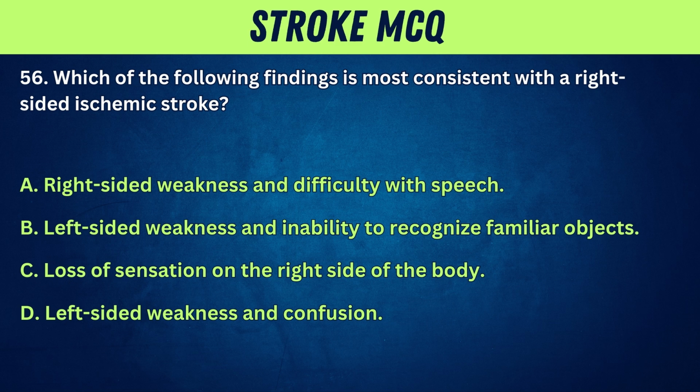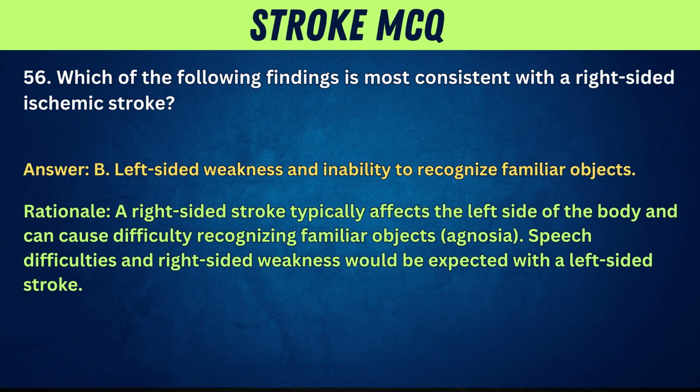56. Which of the following findings is most consistent with a right-sided ischemic stroke? A. Right-sided weakness and difficulty with speech. B. Left-sided weakness and inability to recognize familiar objects. C. Loss of sensation on the right side of the body. D. Left-sided weakness and confusion. Answer: B. Left-sided weakness and inability to recognize familiar objects.